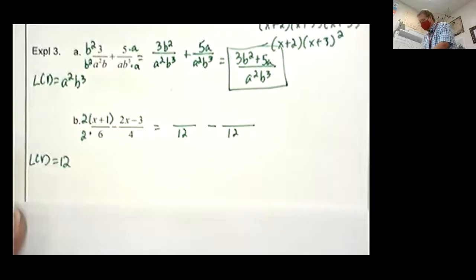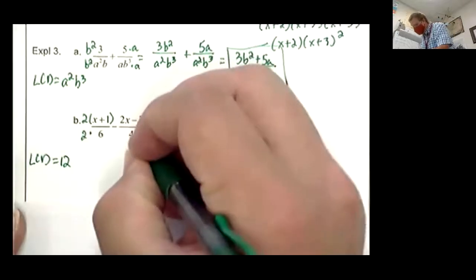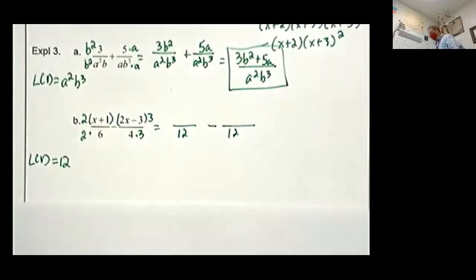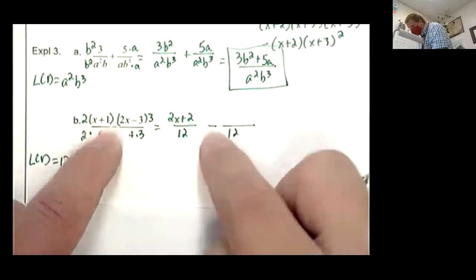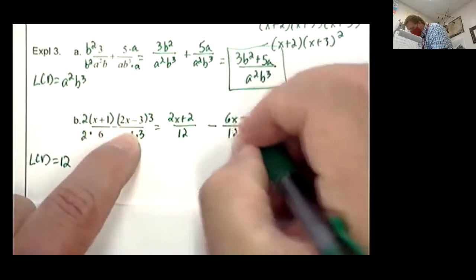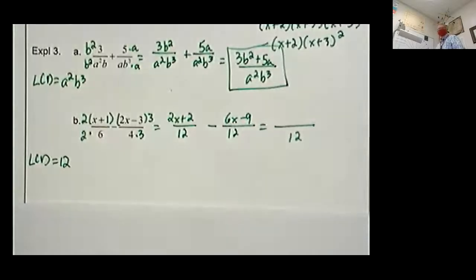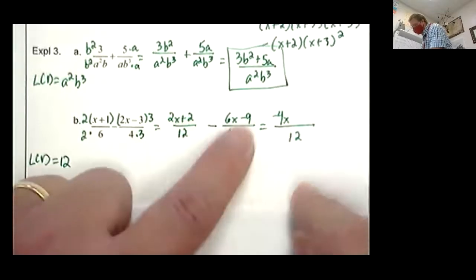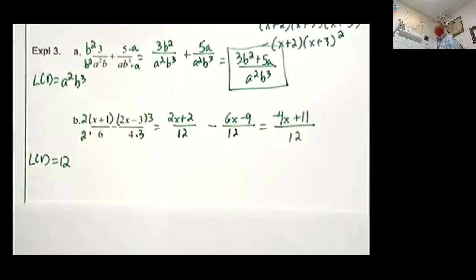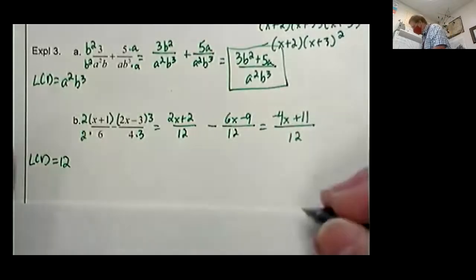That's going to be distributive property. To get a 4 to be a 12, we're going to multiply it by a 3. So we're going to multiply the numerator by a 3. Now, when we do distributive property, we get 2x plus 2 minus 6x minus 9. Now we have common denominators, and we can subtract the numerators. 2x minus 6x is negative 4x. 2 minus the negative 9 becomes plus 9. 2 plus 9 is 11. There are no similar factors, and so we're done.